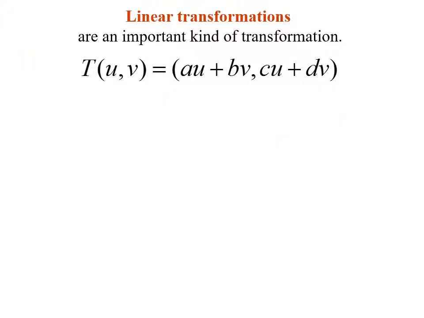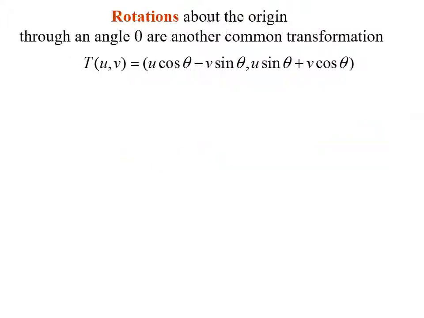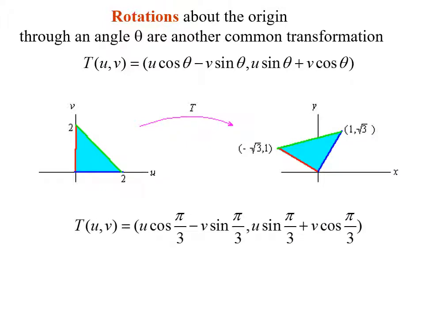Now, two kinds of transformations that are quite common in mathematics are linear transformations, things that just replace x's and y's with some linear equations involving u's and v's. And we have rotations about the origin, which takes a region and, as you can see, changes it to another region that is simply twisted or rotated about the origin.